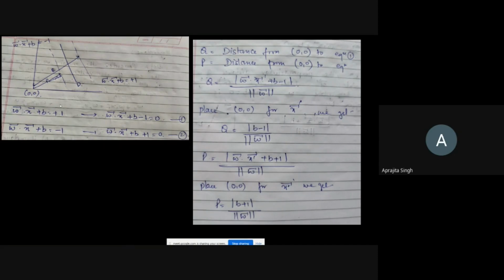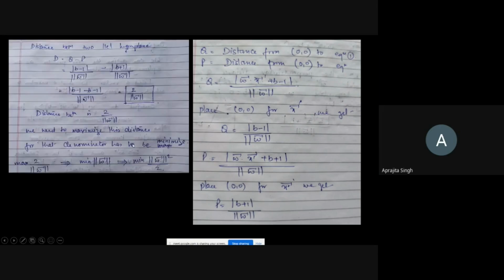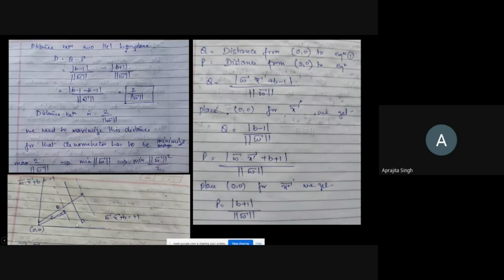Similarly, for p, if I want to know the distance from the origin to this particular line, I'll use this equation divided by the norm. Again, I place the origin 0 0 for x, and this complete term vanishes, and I am left with b plus 1 over omega. So now what do I have to do to find the value of d? I just have to do q minus p. Let me go to the next slide. What is the value of d? This d value is q minus p.